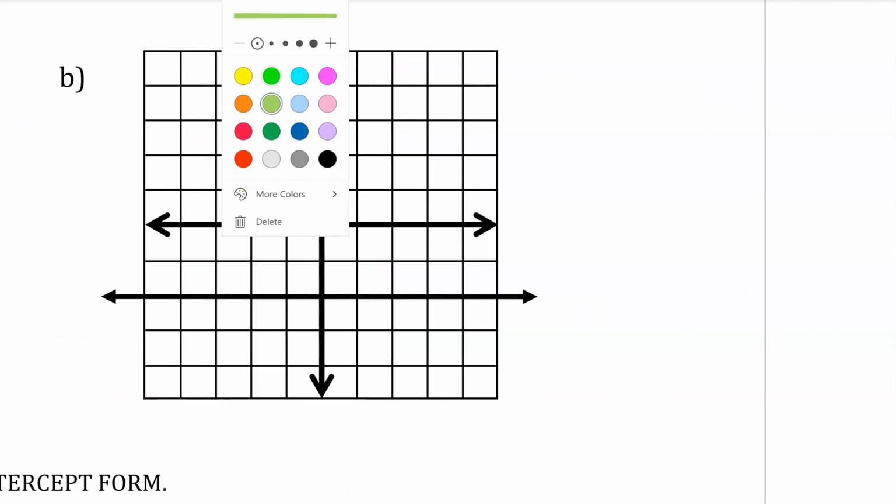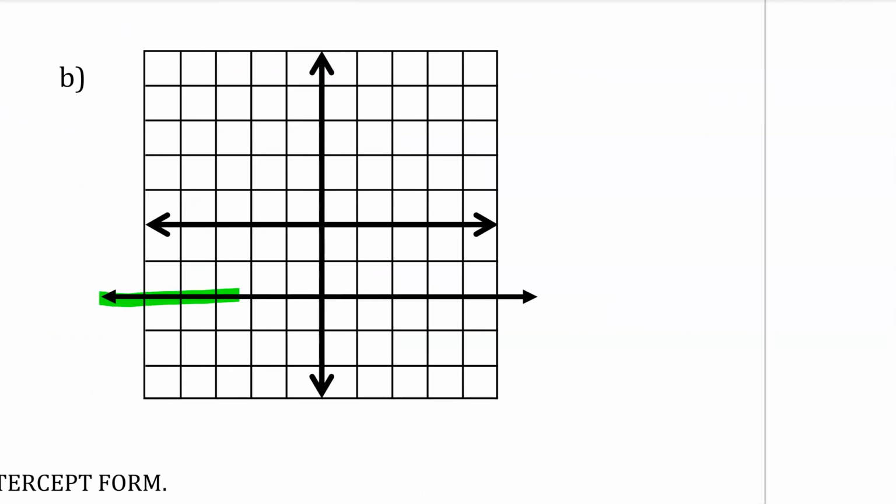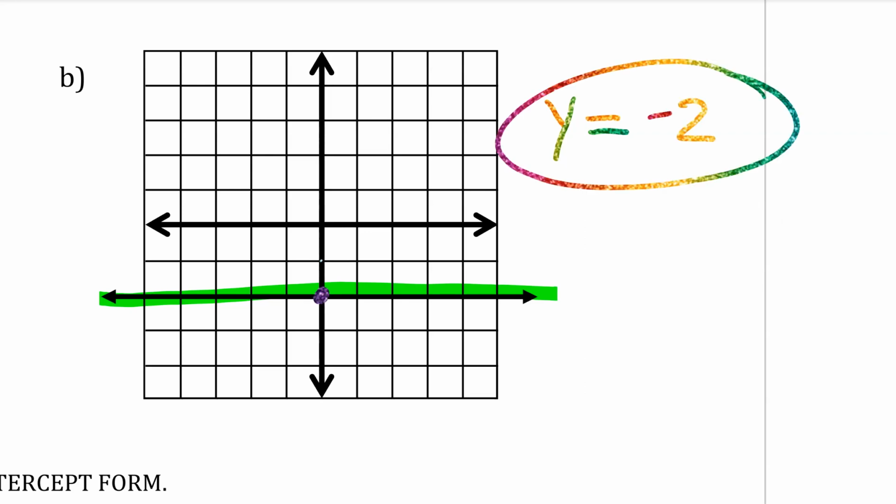B, here is the line that goes with B. I highlighted it because I know it's kind of hard to tell with all the black lines. This one's a horizontal line, so I'm definitely going to use y equals. And then it looks like it goes through at -2. So -2 is going to be the number that I use with that line.